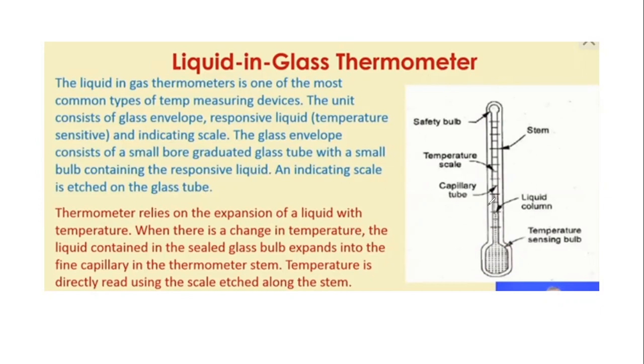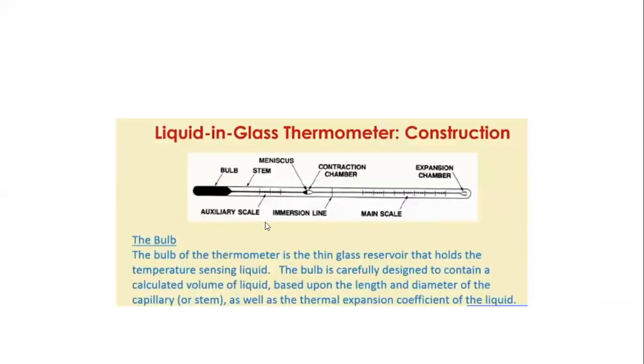So when there is a change in temperature, the liquid contained in this glass tube will expand into this capillary tube. The change in expansion level of this liquid will give a corresponding reading on this graduated scale, which is the measure of temperature. Okay, and you can see this is a liquid in glass thermometer.